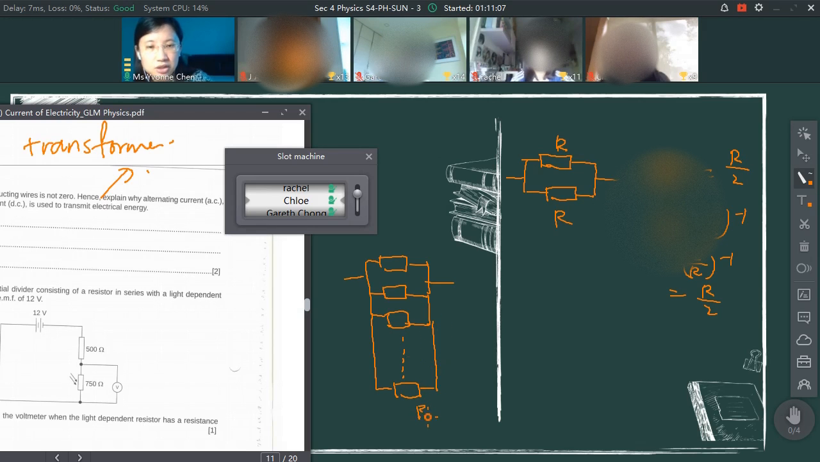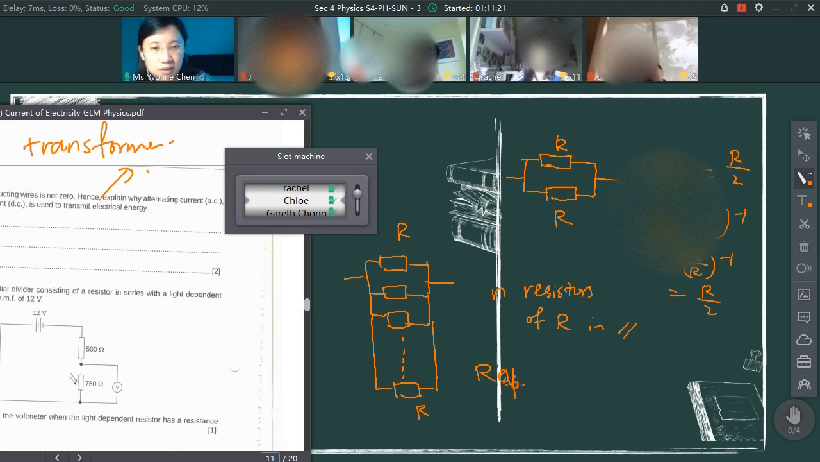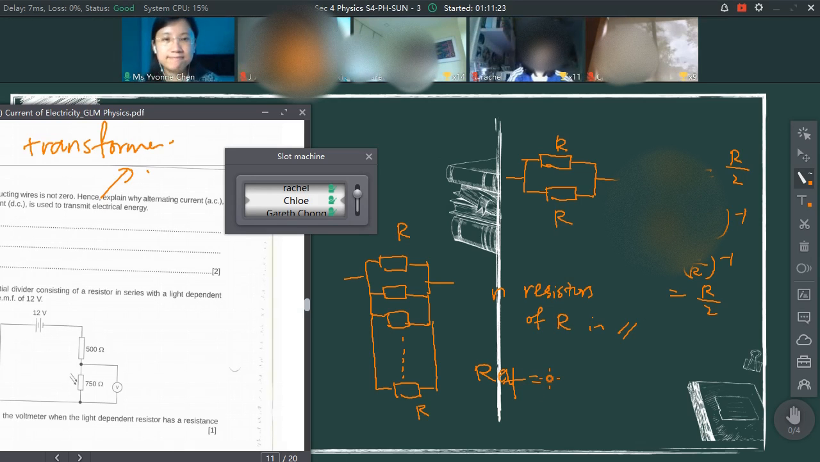What about this case? Each one is R. I have N resistors of R each, connected in parallel. What is the effective resistance? Anyone knows the answer?